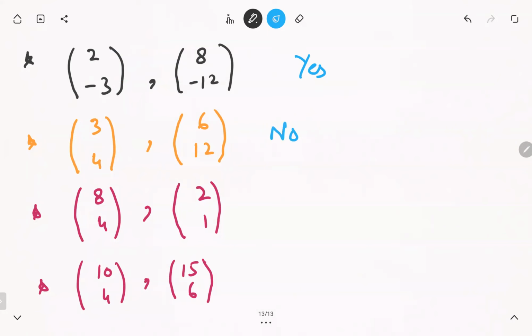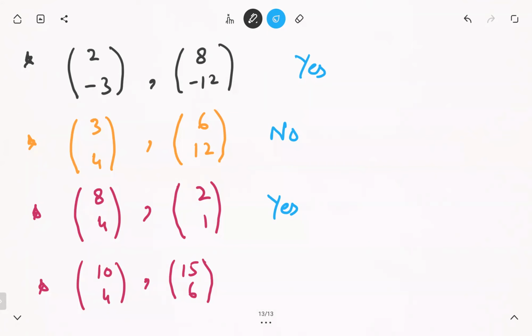Third one, yes, 8 divided by 4 is 2, 4 divided by 4 is 1. Yes. And the last one, it is parallel. Last is also parallel. And what's the constant here? K. If you want to look for the constant, then what is that?